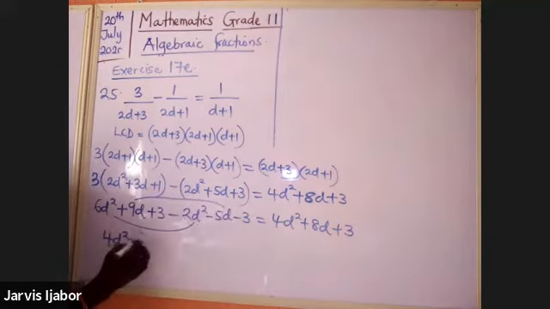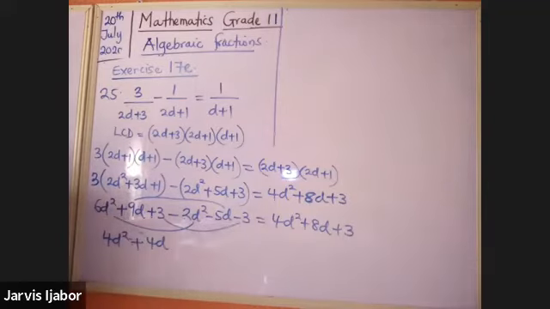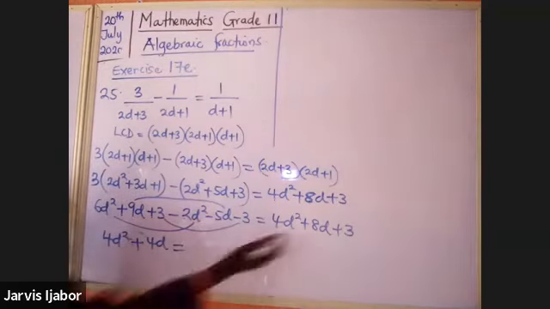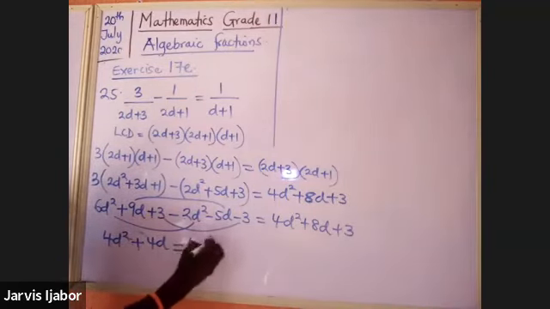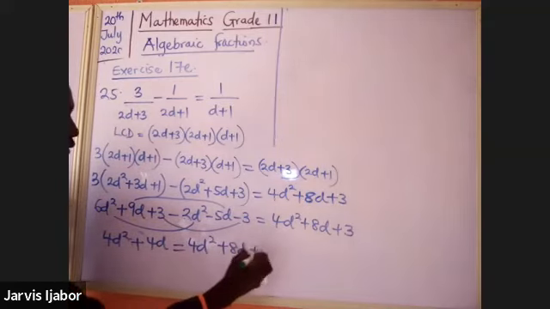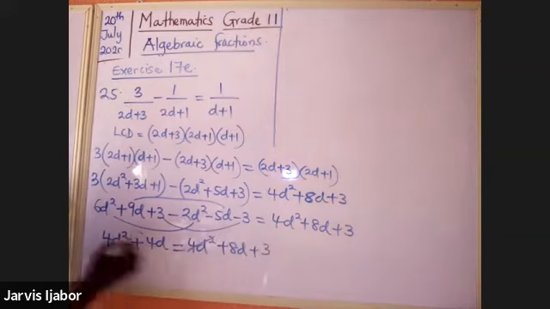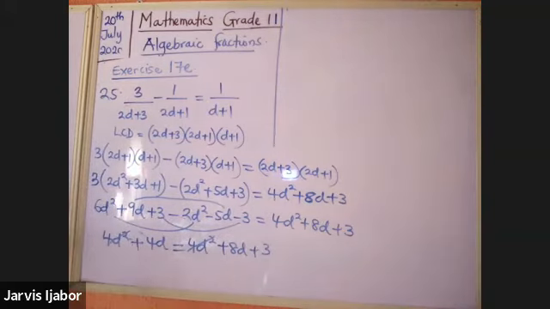That will give me plus 4D. Now watch this. That will give me 0 equal to 4D squared plus 8D plus 3. Now these two will cancel themselves out because they are the same values on either side of the equation.